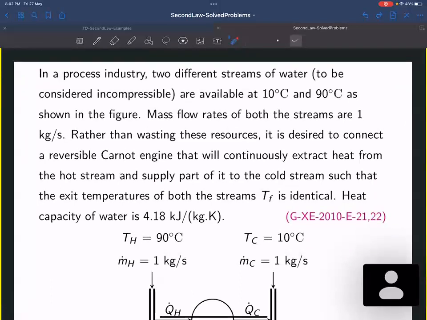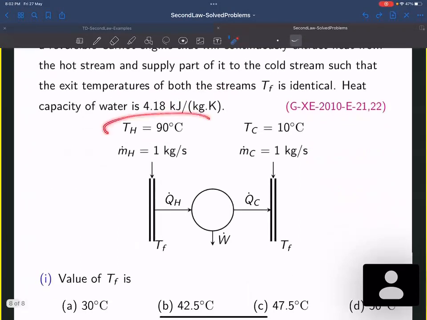In a process industry, two different streams are available at 10 degrees Celsius and 90 degrees Celsius. Mass flow rates are 1 kg per second. And rather than wasting these resources, it is decided to connect a reversible heat engine that will continuously extract heat from the hot stream and supply part of it to the cold stream, such that the exit temperatures of both the streams are identical. We can simply mix them and send it to the atmosphere.